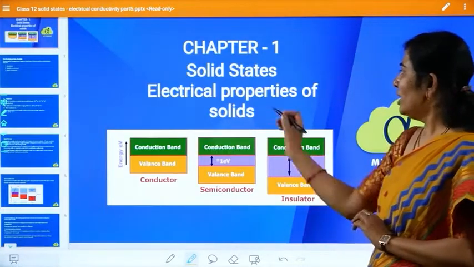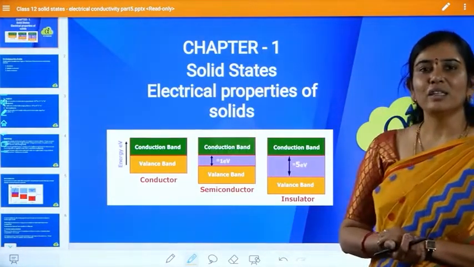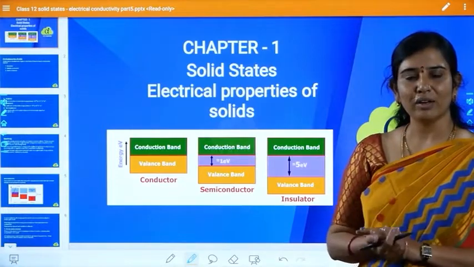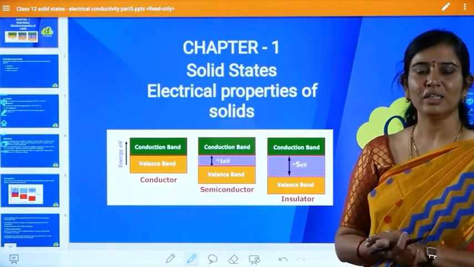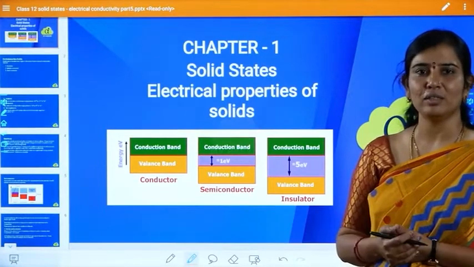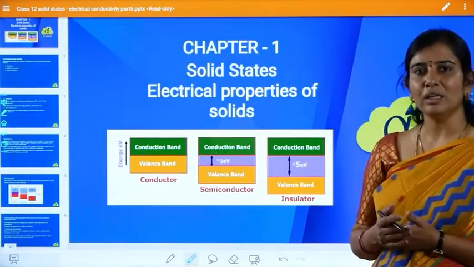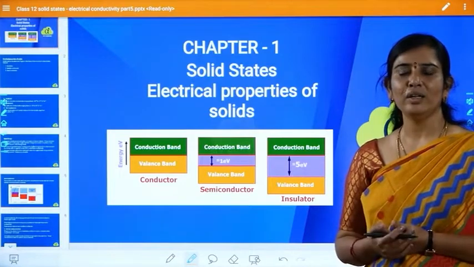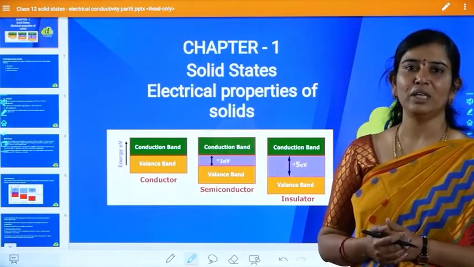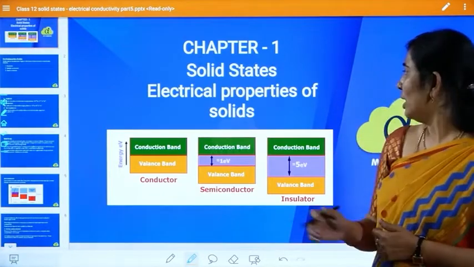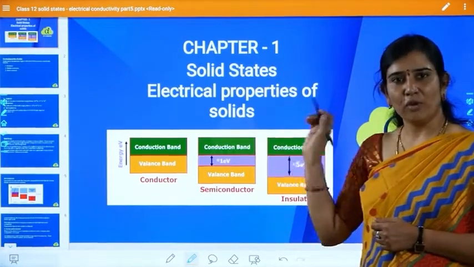Now, here, what do you mean by electricity? Flow of electron is known as what? Electricity. You know that. Current, right? Current is nothing but flow of electrons. So, until there is a flow of electron, you can't say solids are exhibiting what? Electrical property.